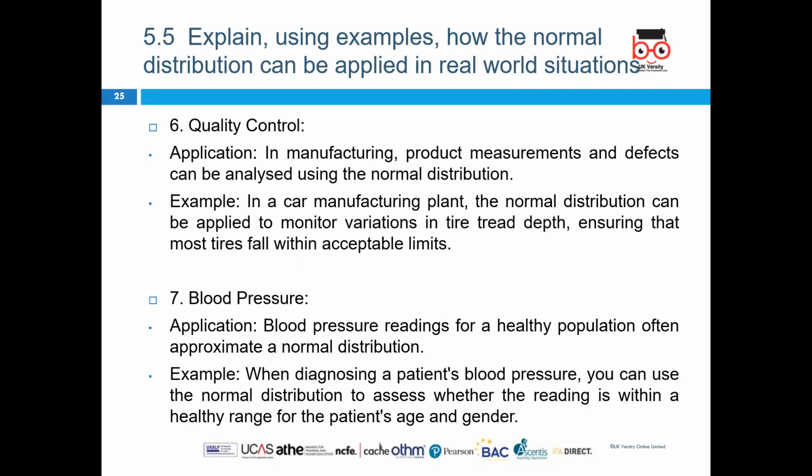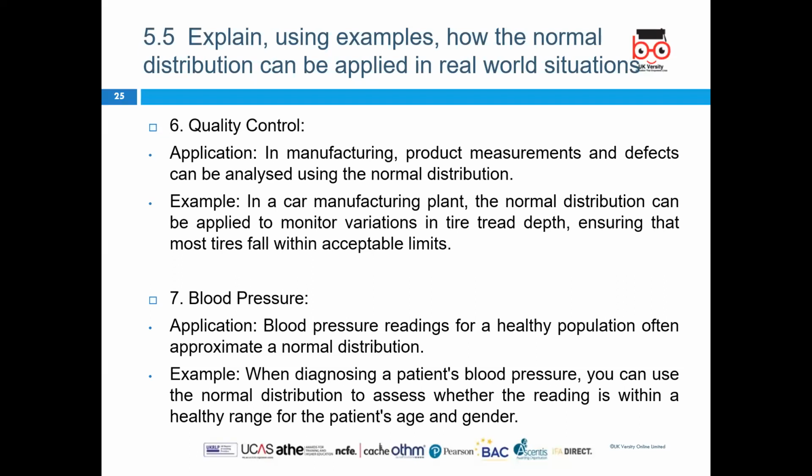Then you have the blood pressure readings for a healthy population. They often follow a normal distribution. When diagnosing a patient's blood pressure, you can use a normal distribution to assess whether the reading is within a healthy range for the patient's age and gender. Most of the healthcare applications you would see follow a normal distribution.